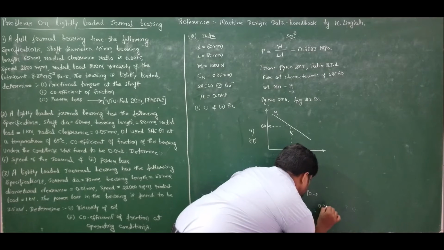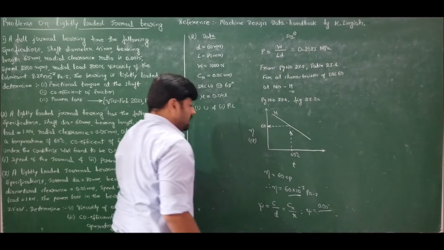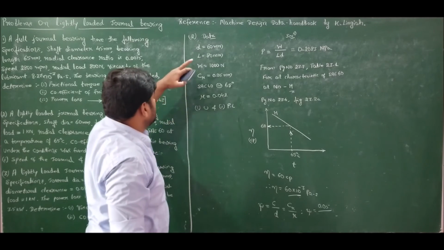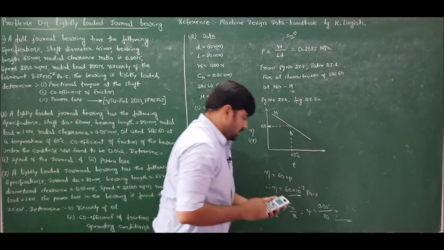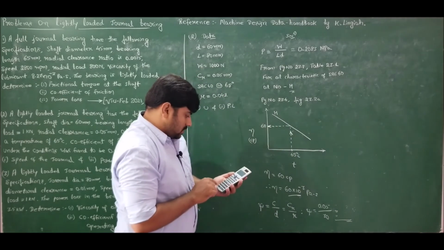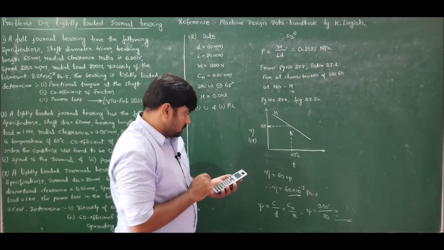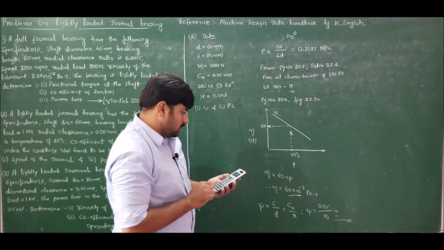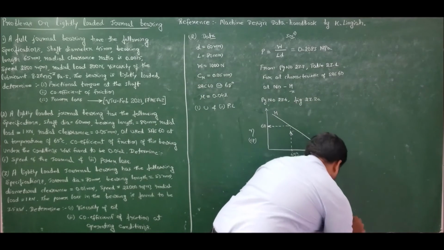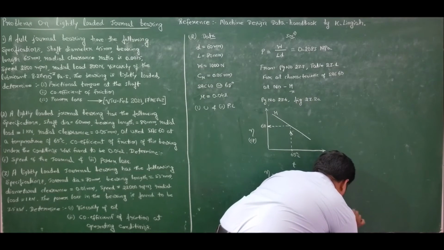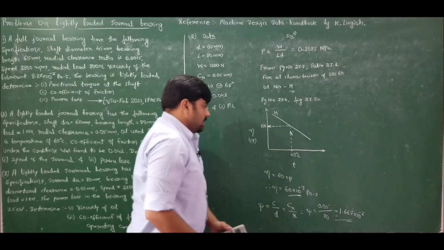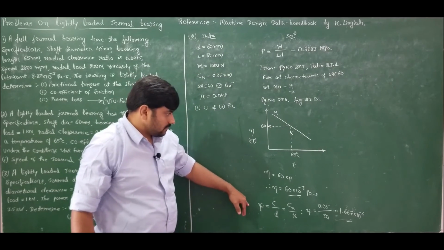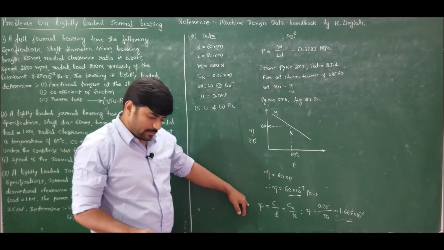0.05 is the radial clearance divided by radius. Radius is 30 mm. Because diameter is 60, hence radius will be 30. So therefore, the diametrical clearance ratio, which is also equal to radius clearance ratio, is turning out to be 1.6667 into 10 to the power of minus 3, and it is a dimensionless quantity. I got 1.6667 into 10 to the power of minus 3.